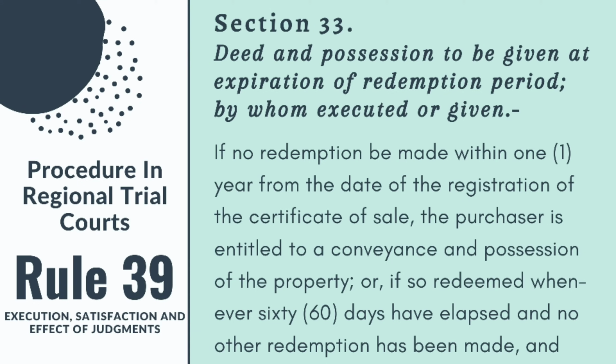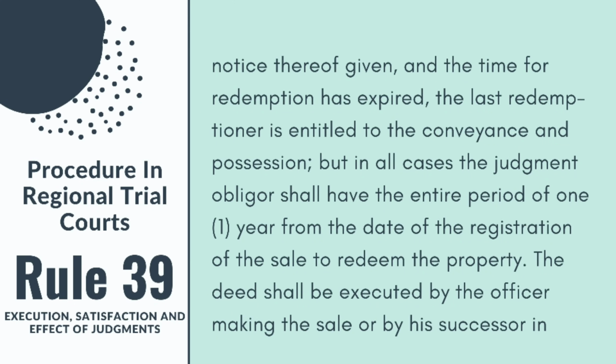Section 33. Deed and possession to be given at expiration of redemption period, by whom executed or given. If no redemption be made within 1 year from the date of the registration of the certificate of sale, the purchaser is entitled to a conveyance and possession of the property. Or, if so redeemed, whenever 60 days have elapsed and no other redemption has been made, and notice thereof given, and the time for redemption has expired, the last redemptioner is entitled to the conveyance and possession. But in all cases the judgment obligor shall have the entire period of 1 year from the date of the registration of the sale to redeem the property.